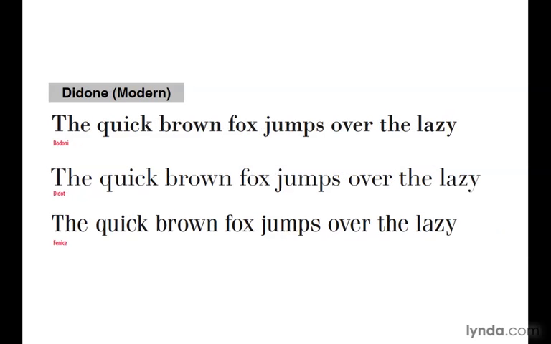Moving to the next category, the modern or Didone category, modern here being a relative term. These came into usage in the late 18th century, and perhaps the best known example of this category is Bodoni. And these take the contrast of the letters, the difference between thick and thin parts of the letters, further than the transitional category did, so that there is a great deal of difference between thick and thin.